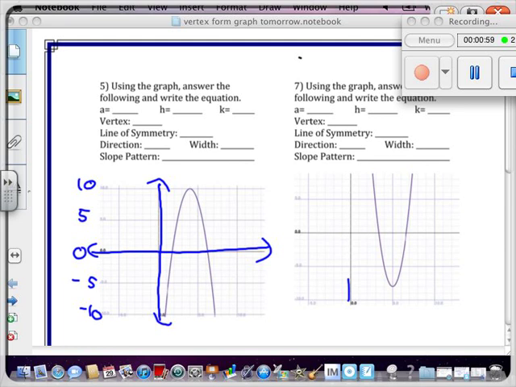Okay? So I know right here, I'm at 4, 10 for my vertex. So that means my h has to be 4, my k has to be 10. Why is it 4? Because it's over 4. You see the darker lines are like the 5. It's 1 over from that darker line. I know it's hard to see. That's why we're doing it together.